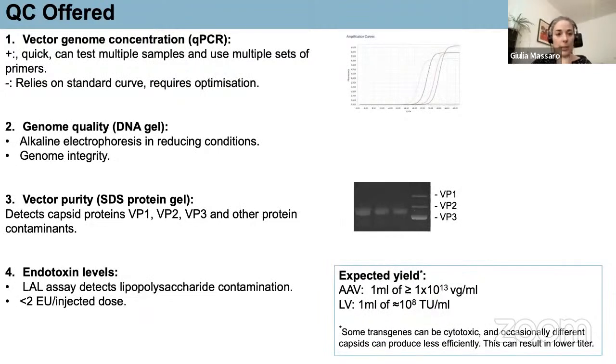In terms of quality controls, QC, we offer at the end. At the moment, we offer vector genome concentration via qPCR. And of course, as you know, it's an easy, quick method. It's quite reliable for the quality of preps that we're producing. So it's research grade vector. This is usually enough for our users to have an idea of the concentration and how to calculate the dosage when they go into the in vivo studies.